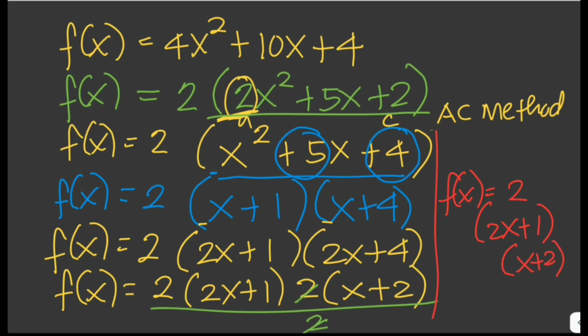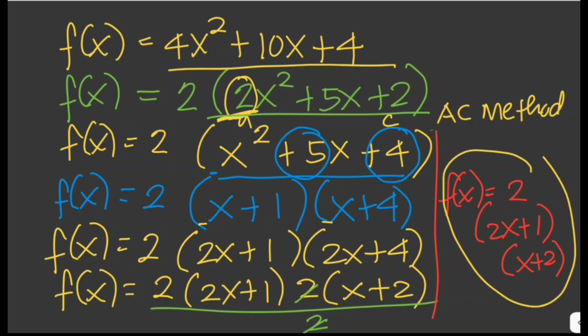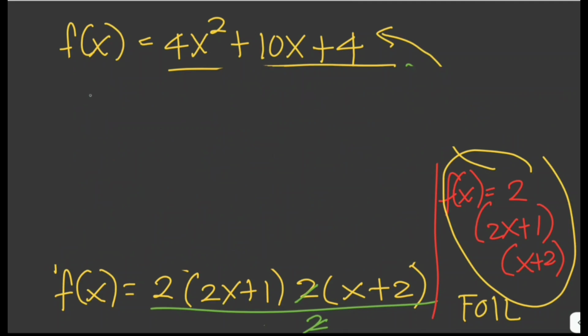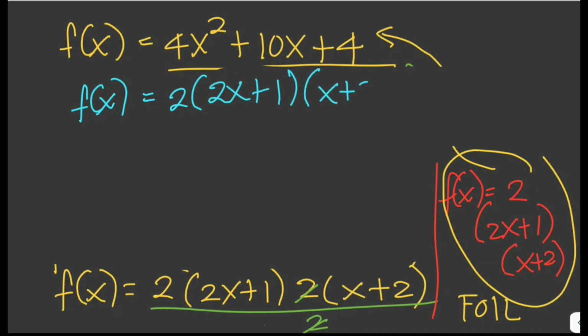And now we've already factored this equation. The factors are 2 times 2x plus 1 times x plus 2. You can always do the FOIL to check if the factors are equivalent to the original equation. Okay, we have f of x equals 2 times 2x plus 1 times x plus 2.